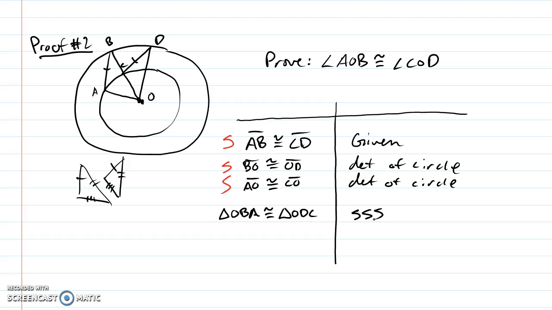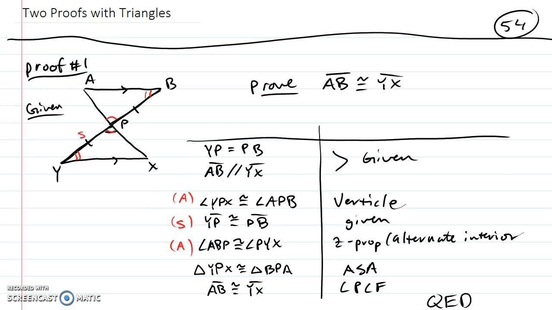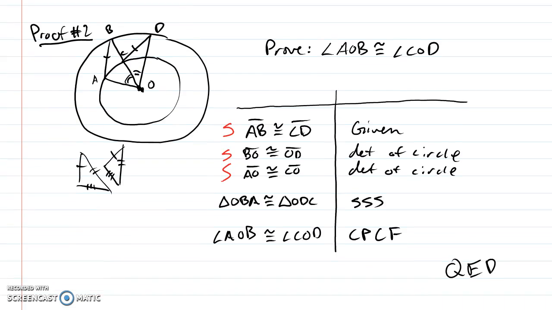Now, if those triangles are the same, then I know all the angles have to be the same too. So I know that angle AOB, this angle inside here, has to be the same as angle COD, because they're corresponding parts. So that's the reason, corresponding parts of corresponding figures. And we'll end with QED. So there you have it. We have two proofs in our notes. Right here and right here.